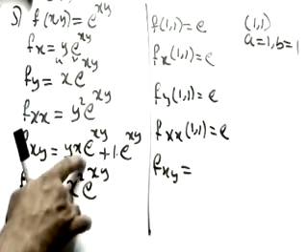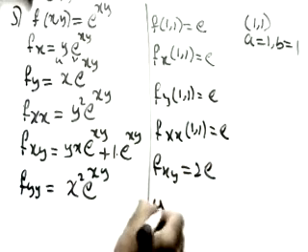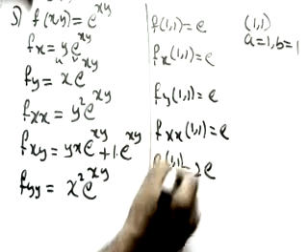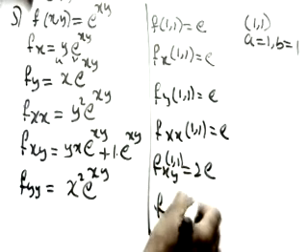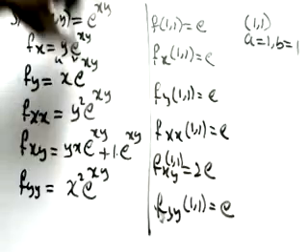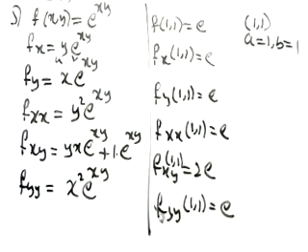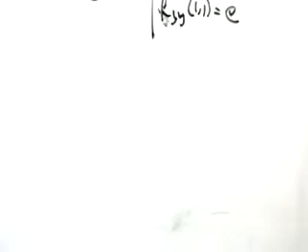f_xy equals, watch carefully, 1 into e power 1 is e, plus e is 2e. So lastly, f_yy of 1 comma 1, if you put 1 here, it will be e. Now what is the next step? You see here, we got all the values e, except this we got 2e here. All the values are e.